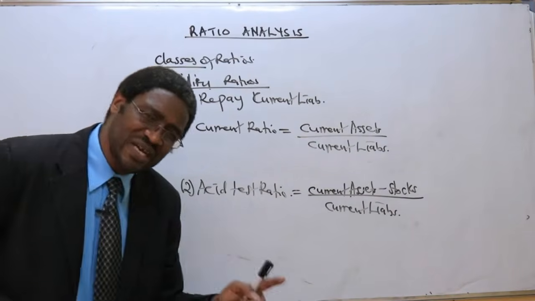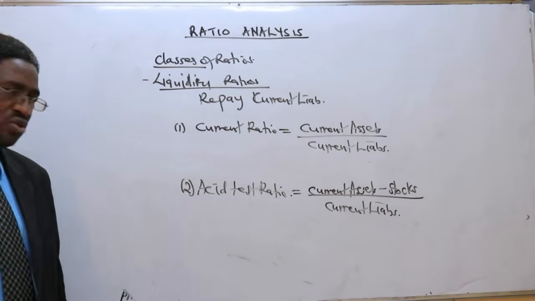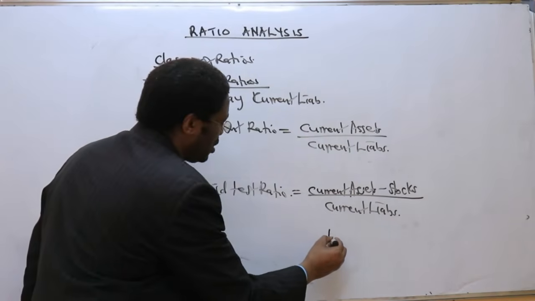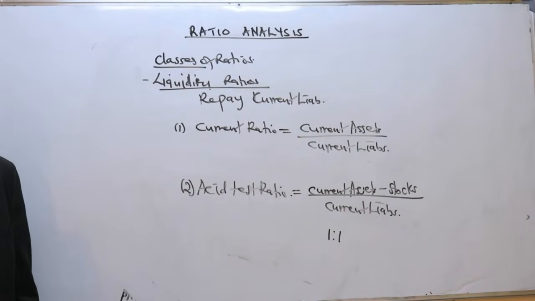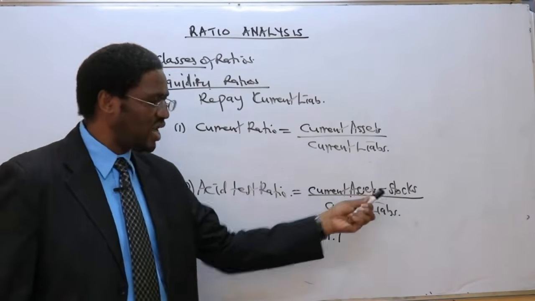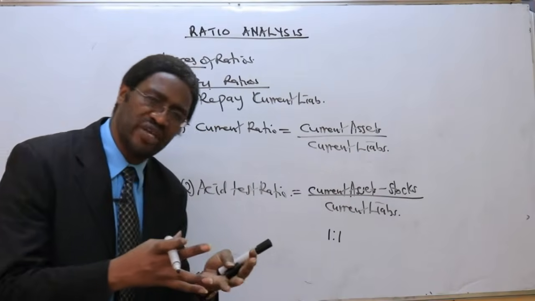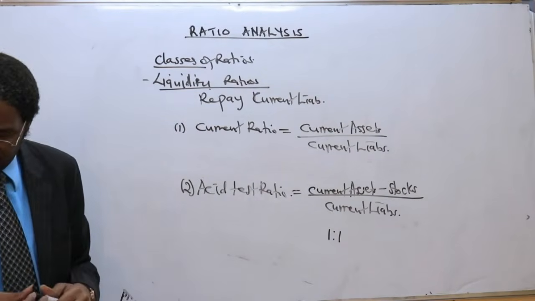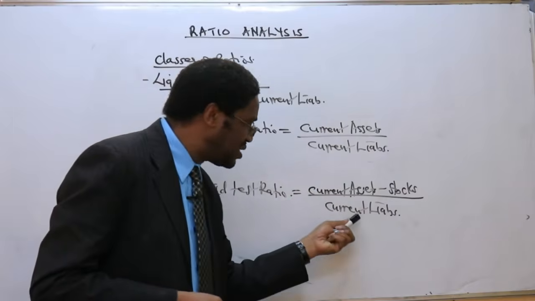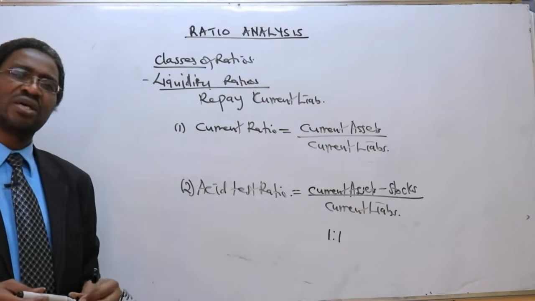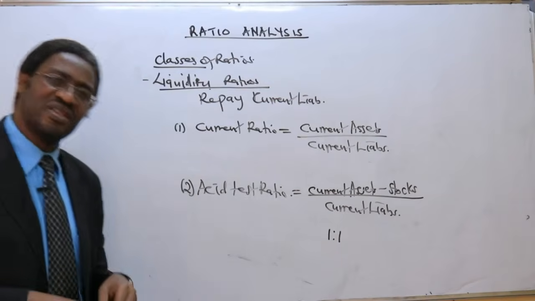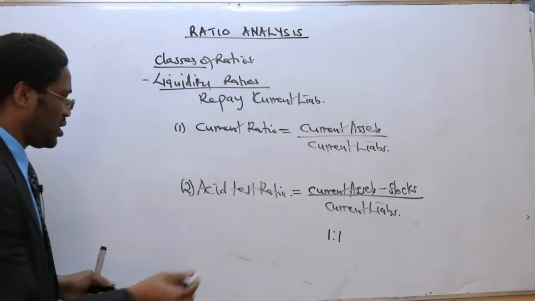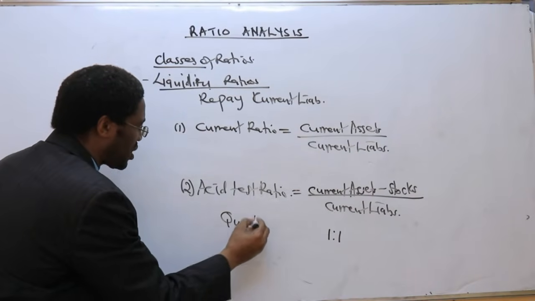The recommended ratio for this ratio is 1 to 1. Meaning, once you take your current assets and you minus the stock, that figure which you remain with should be the same as your current liabilities. So that's how we shall be determining the acid test ratio. This ratio is also known as the quick ratio.